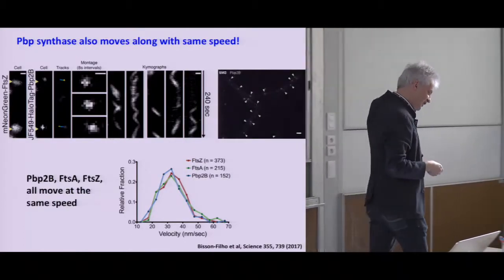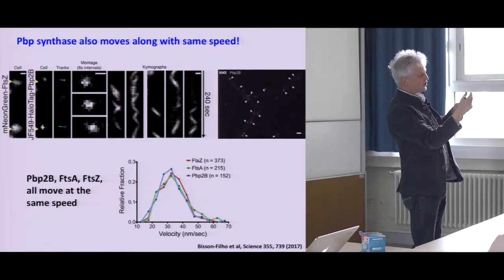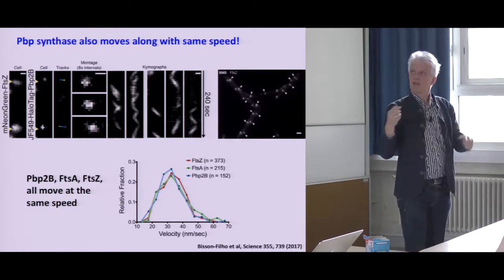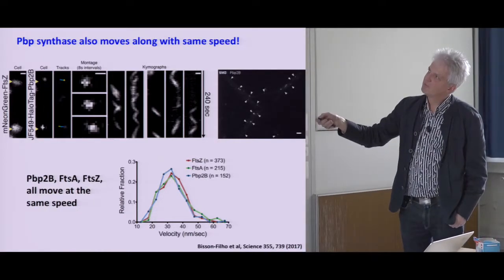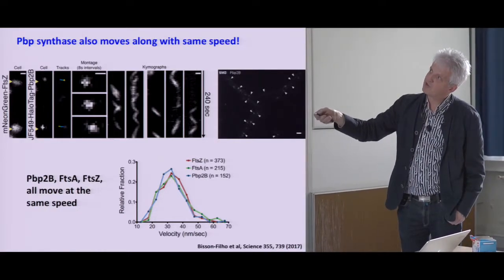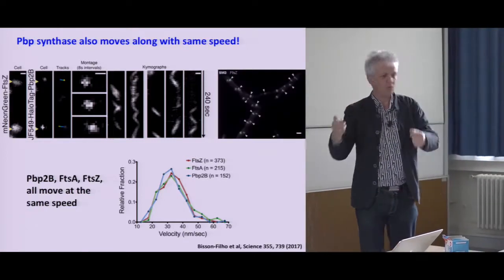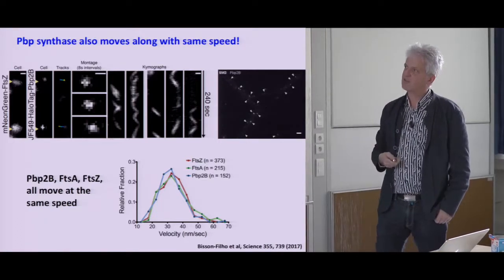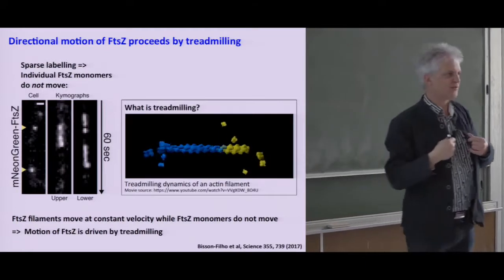Now, what was interesting is that we could relate this FtsZ motion to the protein machine which is building the cell wall. And that would show exactly the same type of dynamics. Again, in this TIRF mode, we would see the PBP synthase. That's the name of this machine that builds cell wall, which would run at this exact same speed as the FtsZ.